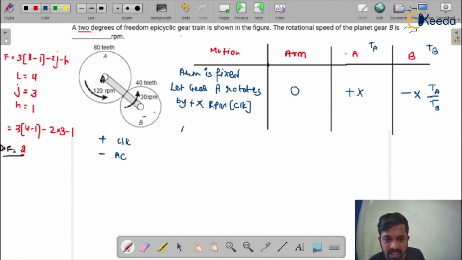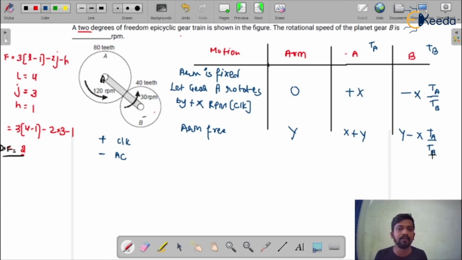Now I am saying that the arm is free. Now if the arm is free to rotate, then I am assuming the speed of the arm is y. Okay, and here it would be x plus y. Plus y means in clockwise direction. Okay, so it would be y minus x TA upon TB.